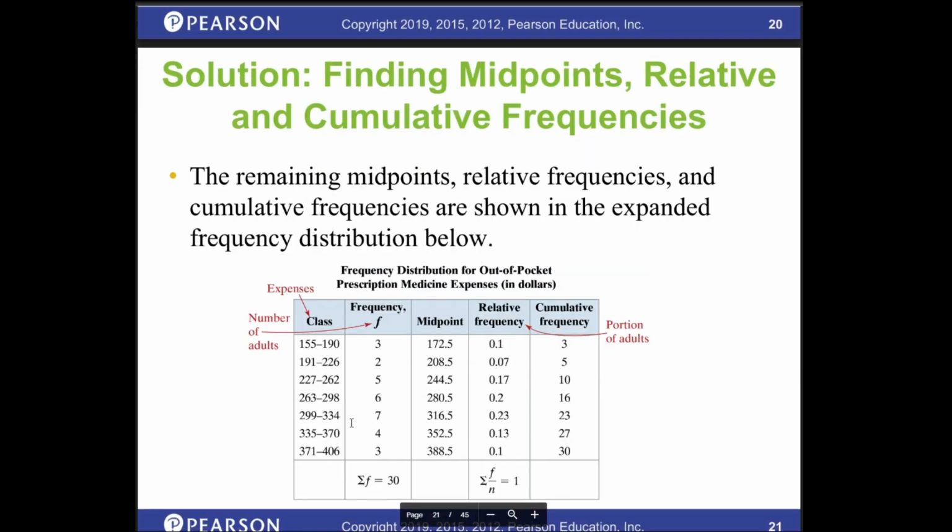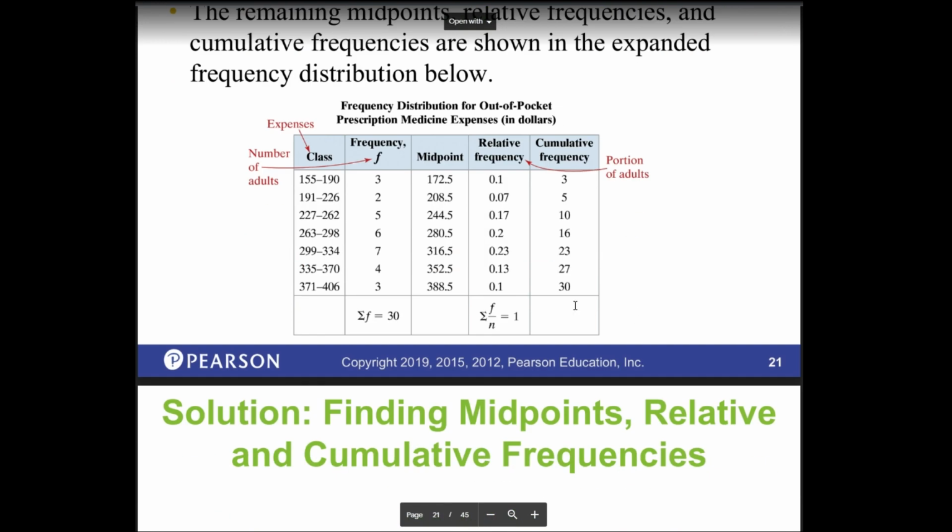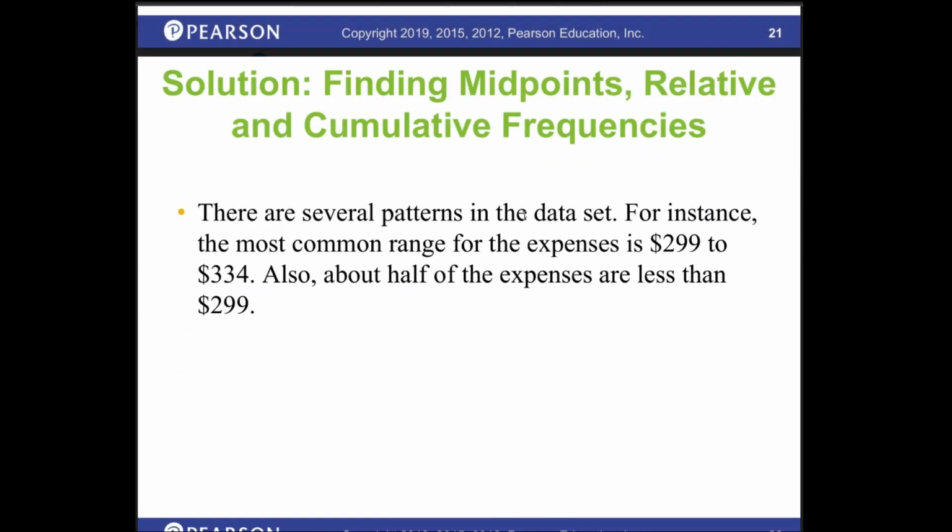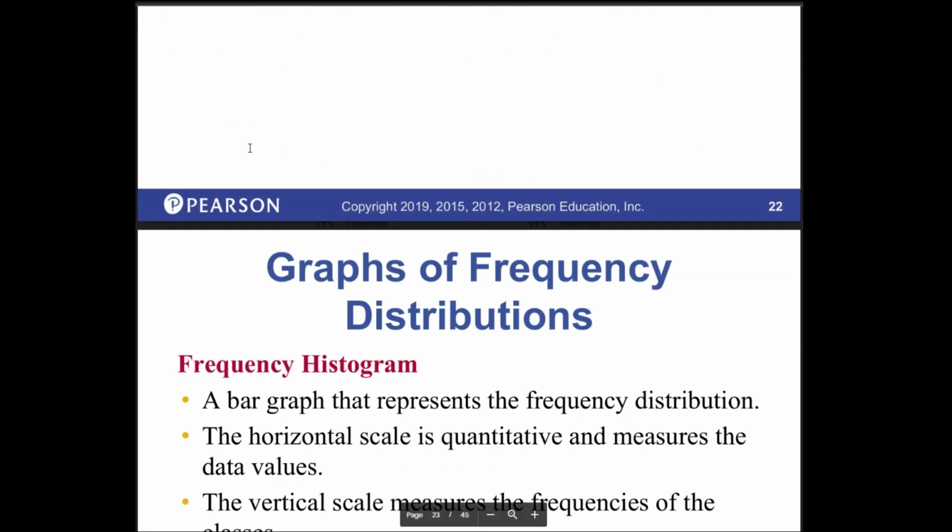And then the remaining midpoints, relative frequencies, and cumulative frequencies are shown in the expanded frequency distribution below. There are several patterns in the dataset. For instance, the most common range for the expenses is $299 to $334. Also, about half the expenses are less than $299.